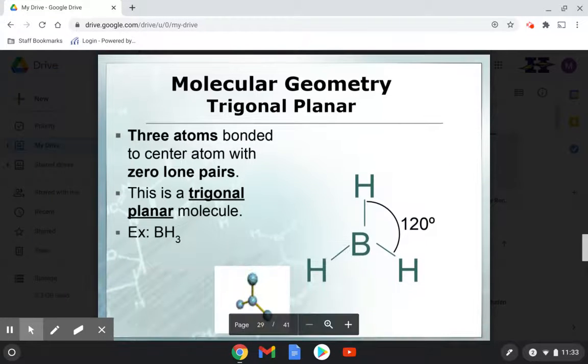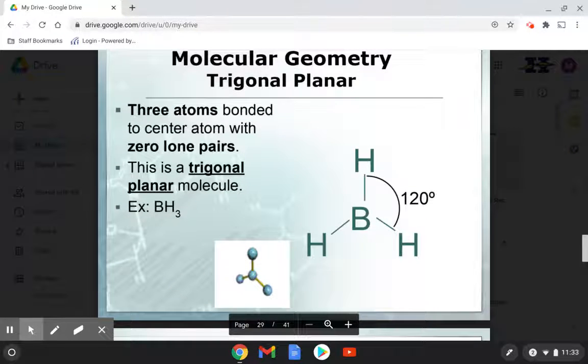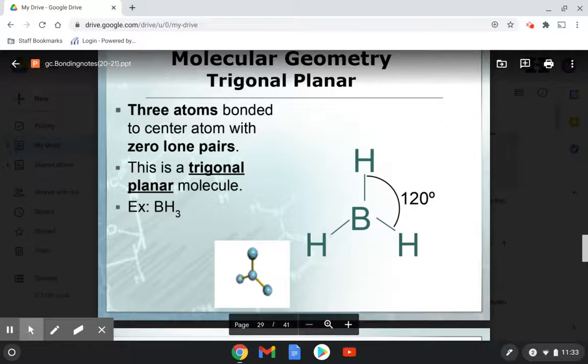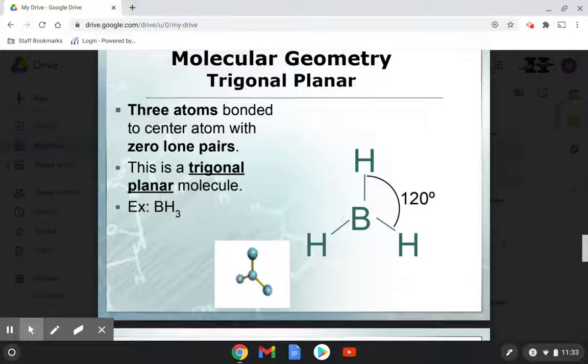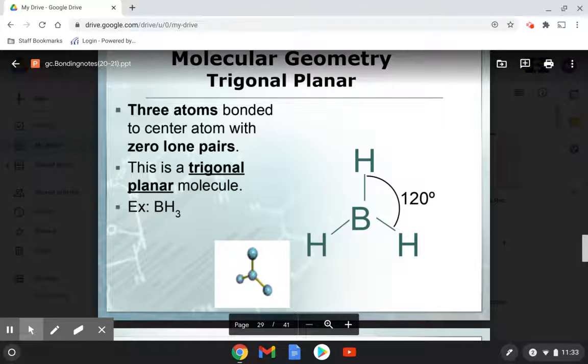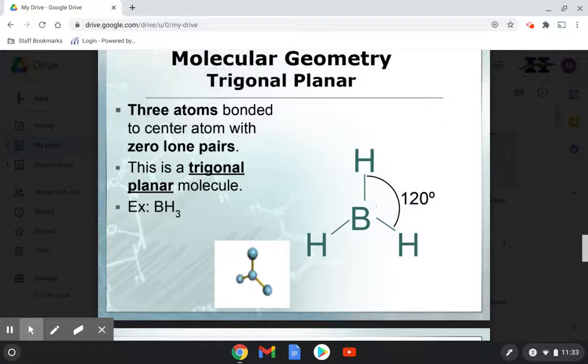Trigonal planar is 3 atoms bonded to the center atom with 0 lone pairs. So again, this will not create that pyramid effect that we see with trigonal pyramidal. Here we have more of a triangle shape, or trigonal planar. Again, we see boron trioxide or trihydride here. So there is a 120 degree angle between the 2 bonds, or all the bonds.